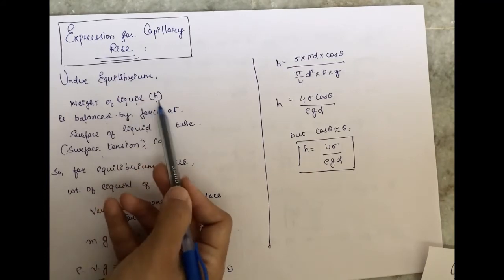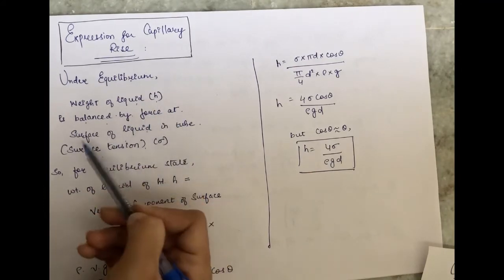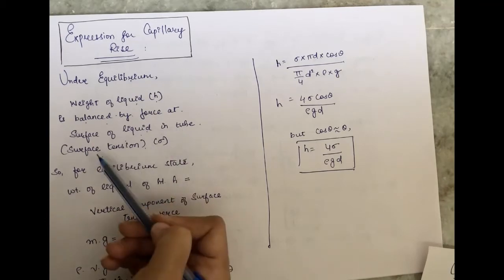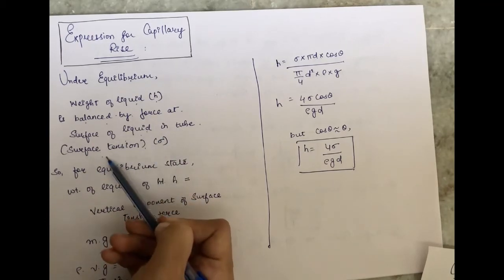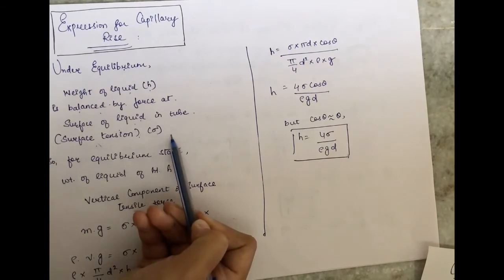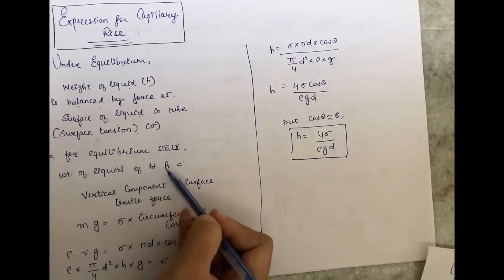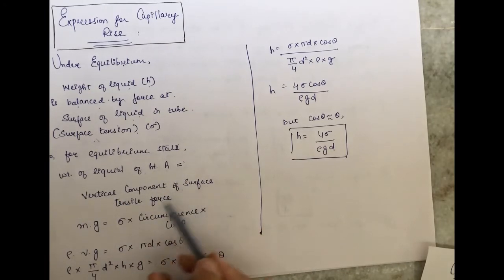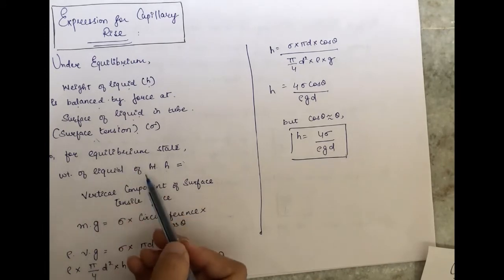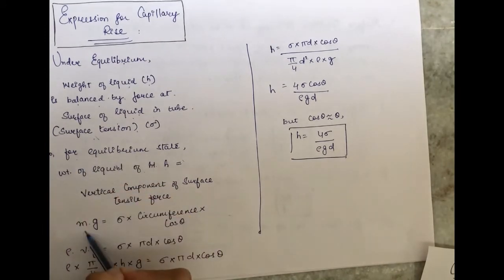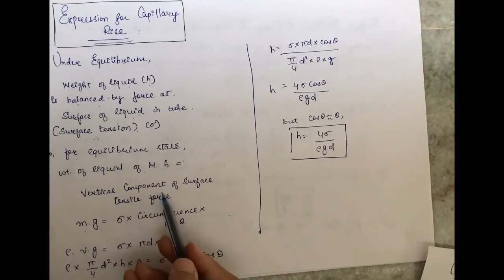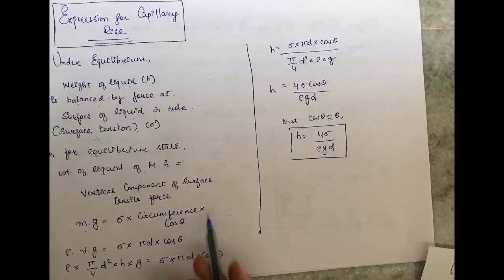So weight of liquid h is balanced by force at surface of liquid in tube, and that force at surface of liquid is which force? Surface tension force, which is sigma. So for equilibrium state, weight of liquid of height h is equal to the vertical component of surface tension force. We know that the formula of weight is W equals mg, and this is again the same as sigma into circumference of liquid surface into cos theta. So circumference is pi d, cos theta, sigma.